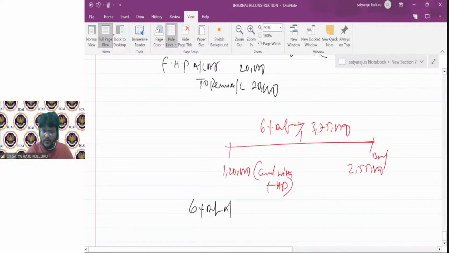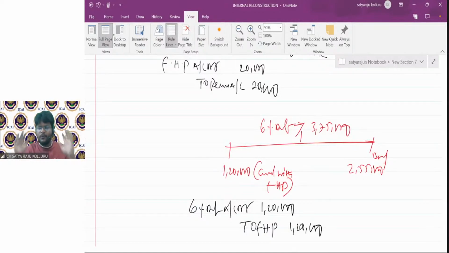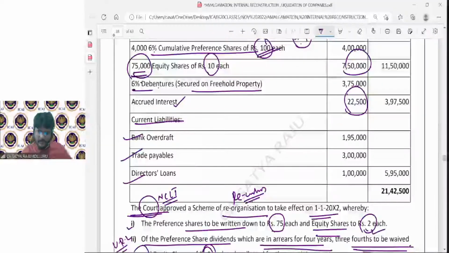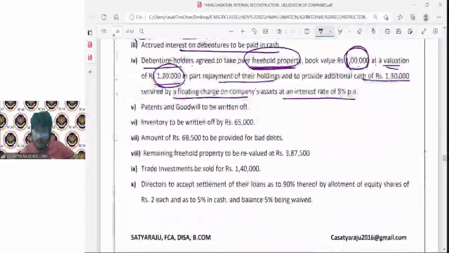Now you can cancel the 6% debentures with the given freehold property by passing the entry: 6% debentures account Dr. 1,20,000 to freehold property 1,20,000. Do you agree? Next.